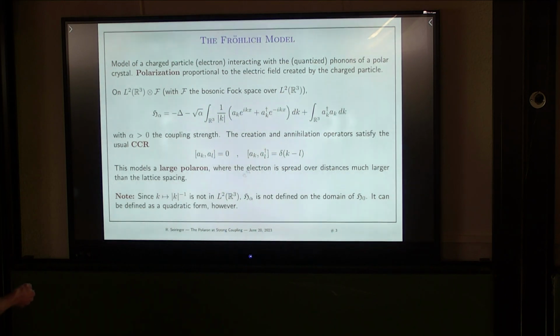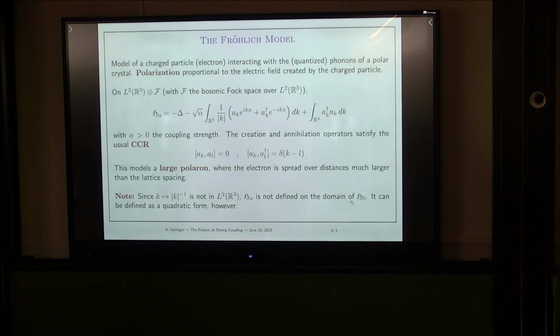And here's just a minor technical remark. This is a formal expression, right? If you think of this as an operator, its domain is not obvious because of this function 1 over k. Right here you effectively create a phonon with wave function 1 over k. This is not in L2, right? So the domain of this operator is actually non-trivial.